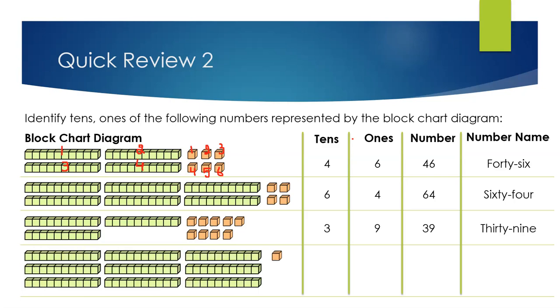Now here is the next question. Here you can count the number of tens. How many tens are there? Here we are having 1, 2, 3, 4, 5, 6, 7, 8, 9. So how many tens are we having? We are having 9 tens. And how many ones? We are having a single cubic block, which is representing 1, and it is only 1 here. So the ones are 1, and the number would be 91.